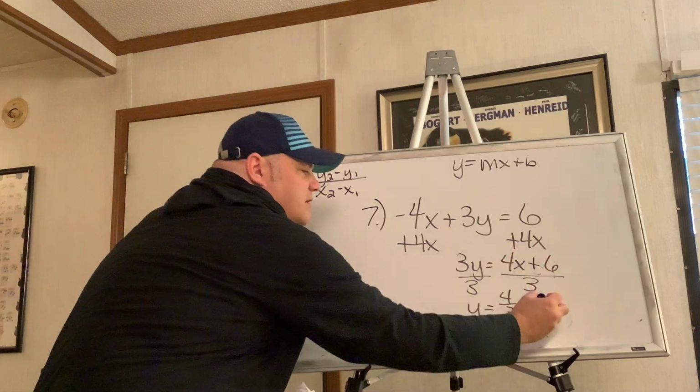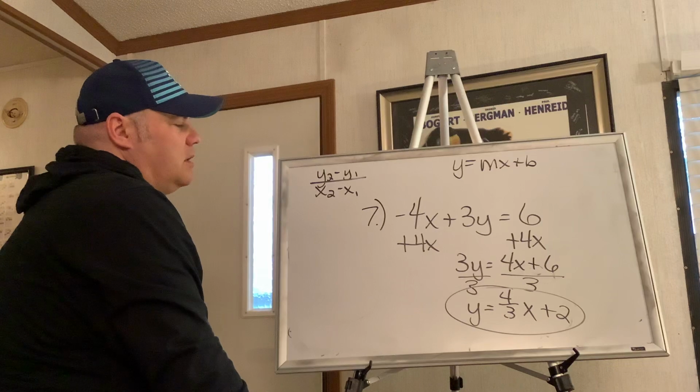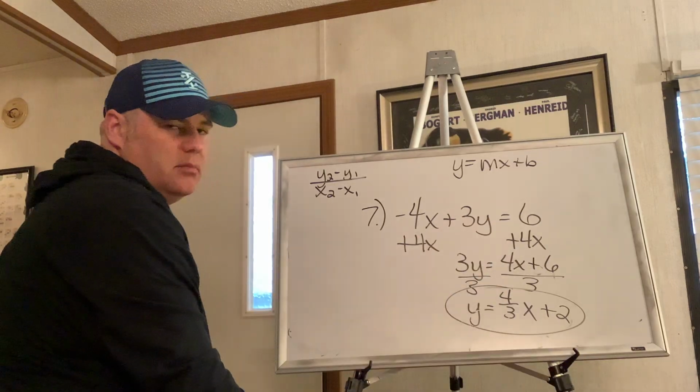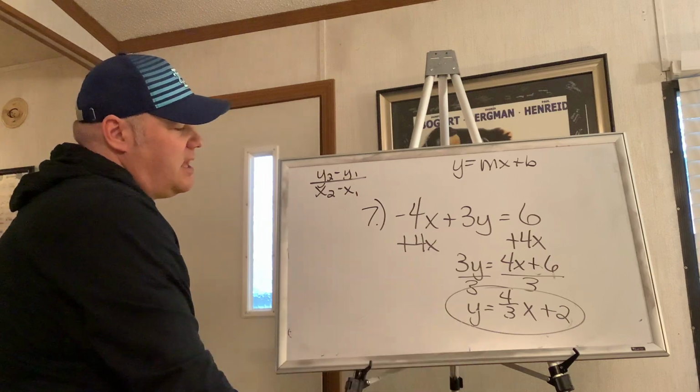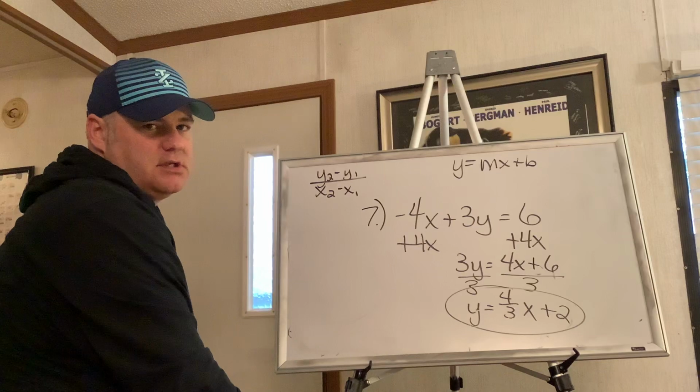And then over here, 6 divided by 3 is just a positive 2. Okay? So that's your slope intercept. Y equals 4/3 x plus 2. When we get into graphing on the next thing, these are going to be very important. That's going to tell you where to start, and that's going to tell you your slope. Okay?